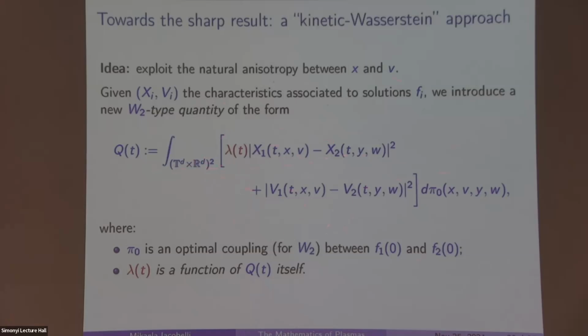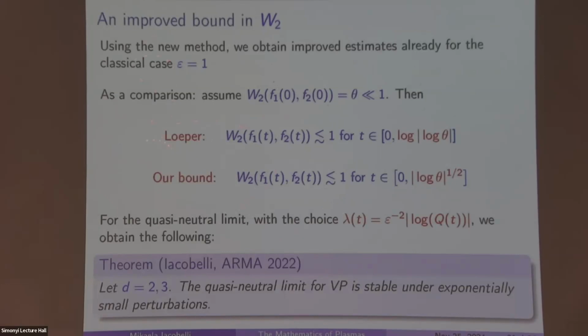So now this quantity is very similar to a sort of Wasserstein-2 distance, but we are introducing a weight in front of the position. Because when you differentiate the position, you get the velocity, and usually you can handle that term. When you differentiate the velocity, you get the electric field, and this is where the difficulties arise. So the idea is to introduce this in a nonlinear way that will evolve with the flow. And if we choose this weight to be epsilon minus 2 logarithm of Q itself, and you prove that you can do all this, then we get to a new bound that somehow is better.